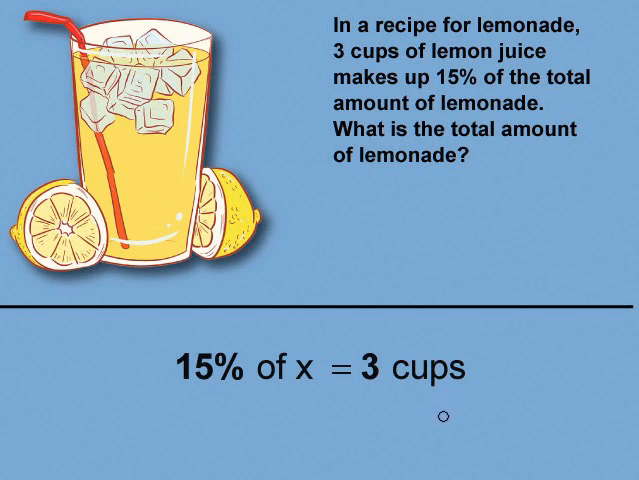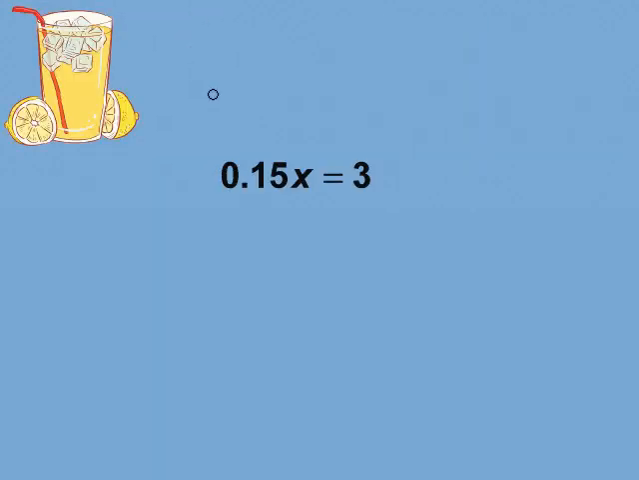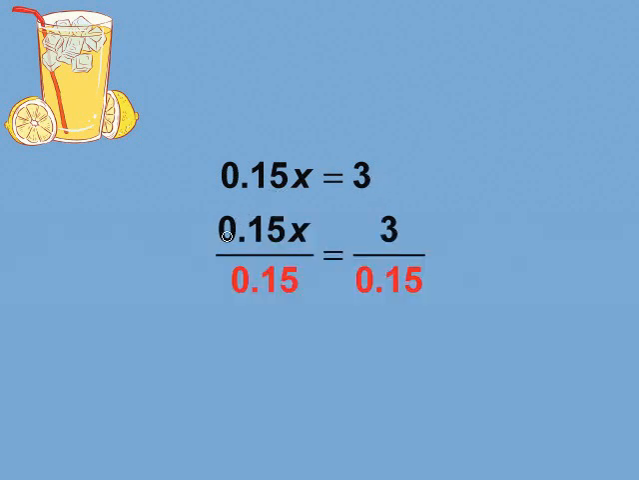We can rewrite the percent as a decimal and generate a more familiar equation. 0.15x equals 3. Solve for x by dividing both sides of the equation by 0.15 as shown here. On the left side of the equation, this simplifies to x, and on the right side we get 20. This means there are 20 cups of lemonade, and the 3 cups of lemon juice make up 15% of the total amount of liquid in the lemonade. Let's look at another example.